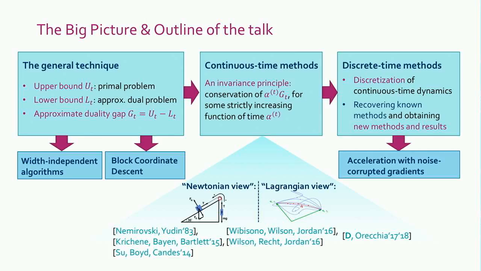So the big picture of this talk is that I will first tell you about a general technique. This general technique relies on a notion of an approximate duality gap. This approximate duality gap will be the difference of some upper bound on the optimum of the solution and the lower bound. The upper bound will be related to the primal problem, and the lower bound will be related to a dual problem, and we'll make this more concrete.